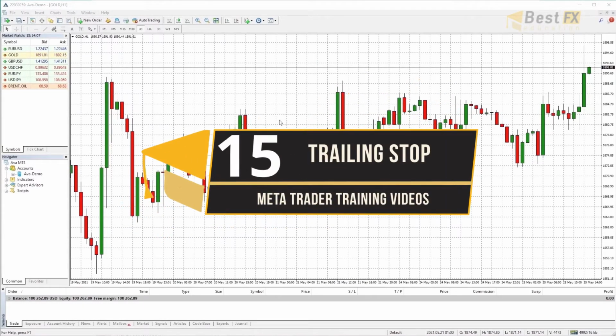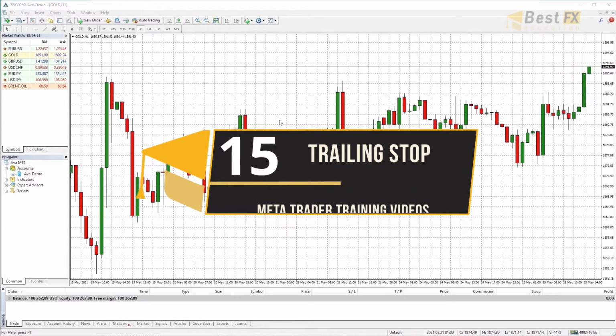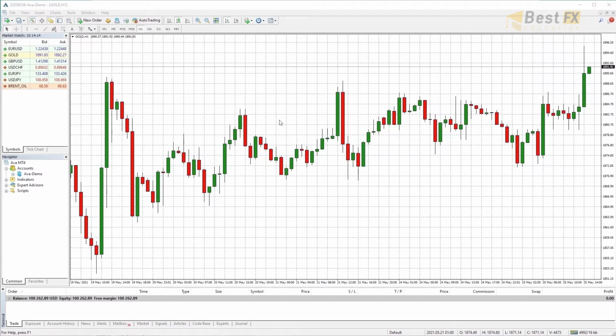Lesson 15, Trailing Stop. Stop loss order protects us when the market sentiment changes against us. We've learned this in the previous lessons. Now we'll use the stop loss order in a different manner. Trailing stop order cannot exist on its own. It can only be added to an existing stop loss. So we have to create a stop loss order.